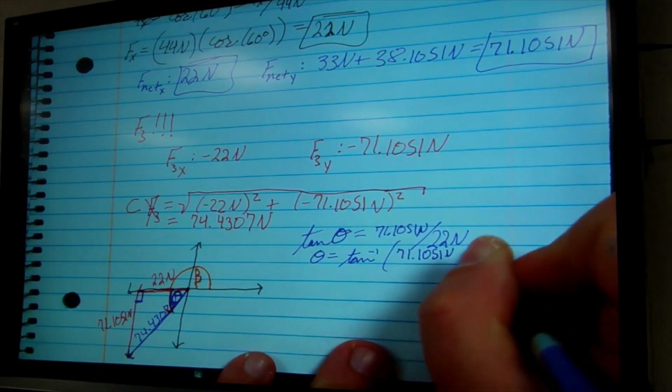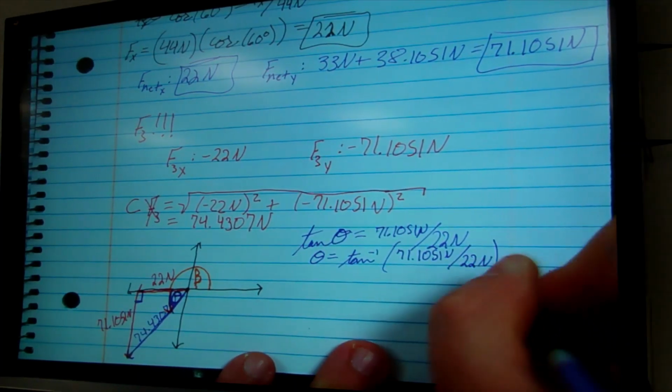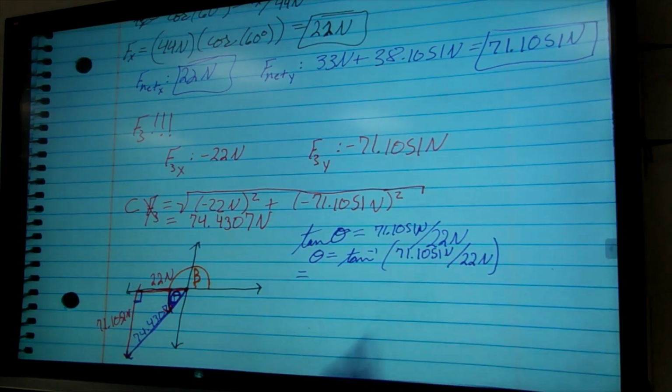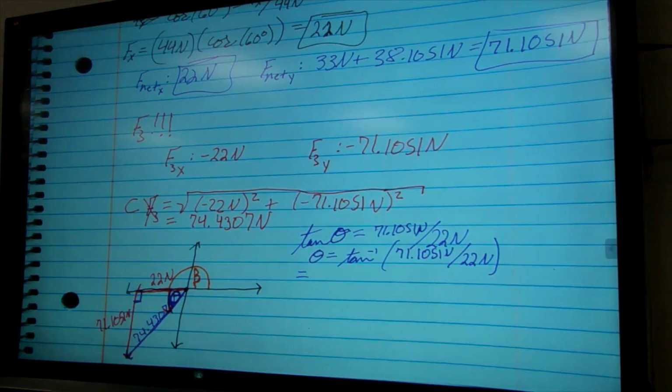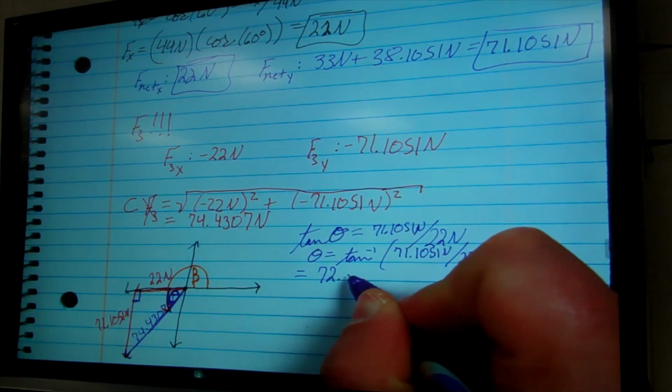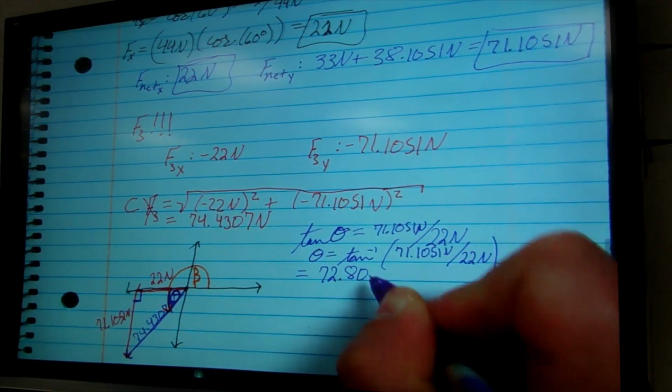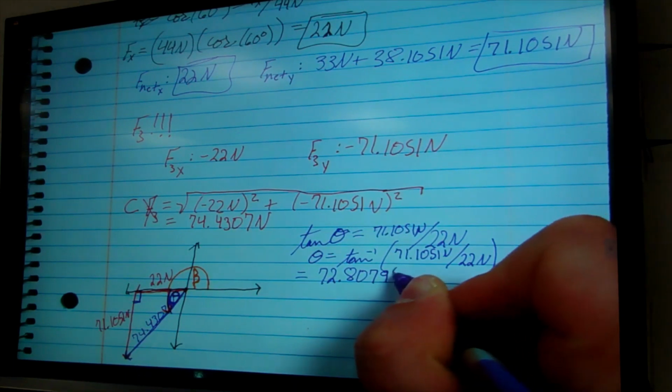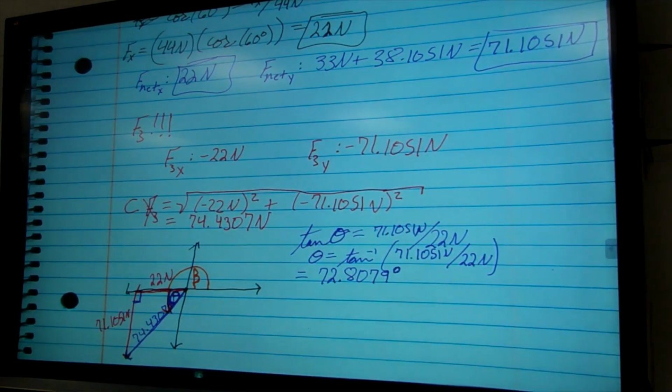71.1051 newtons divided by 22 newtons. You have to do the inverse tan in degrees. I got 72.8079 degrees. That's theta.